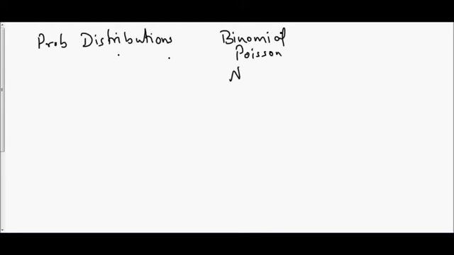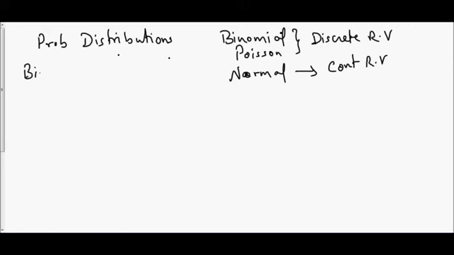In this case, binomial and Poisson use discrete random variables. They are data from discrete random variable, while normal is from continuous random variable. Let's first start with binomial distribution. This is a discrete distribution, as I have just mentioned.